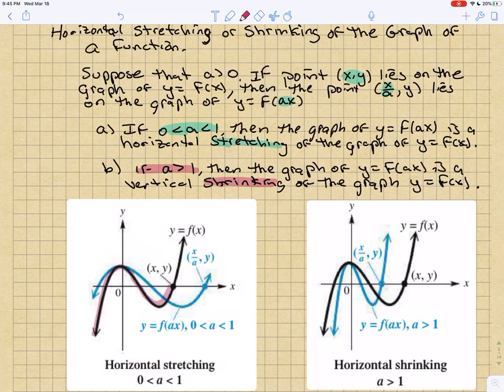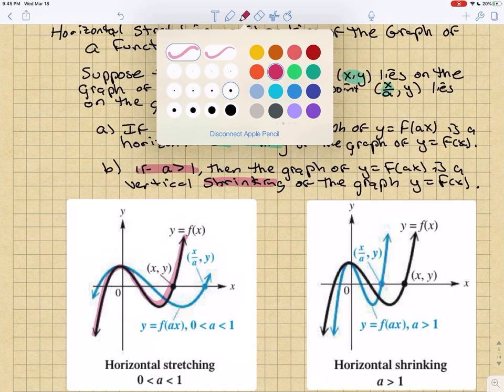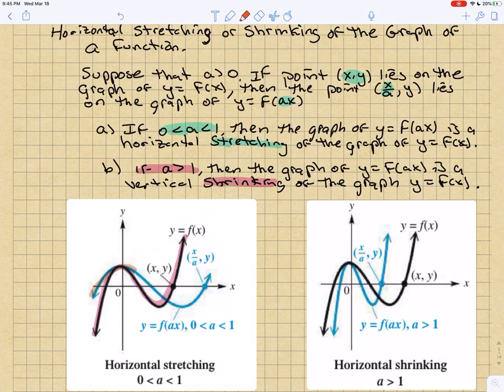Here's the base function, y is equal to f of x. Then I process y is equal to f(ax). My a value is between 0 and 1, so it's a horizontal stretch. So this is as if I took the function and grabbed it from the left and right and pulled it. That's what it means.